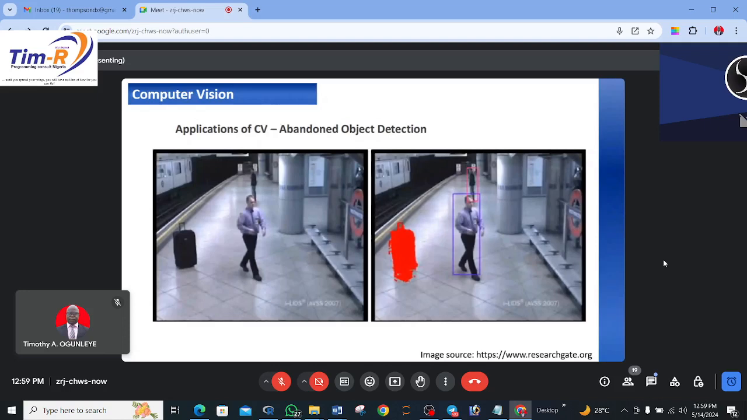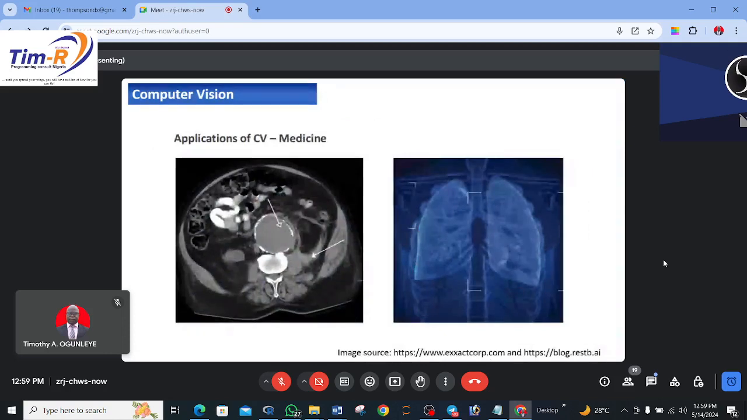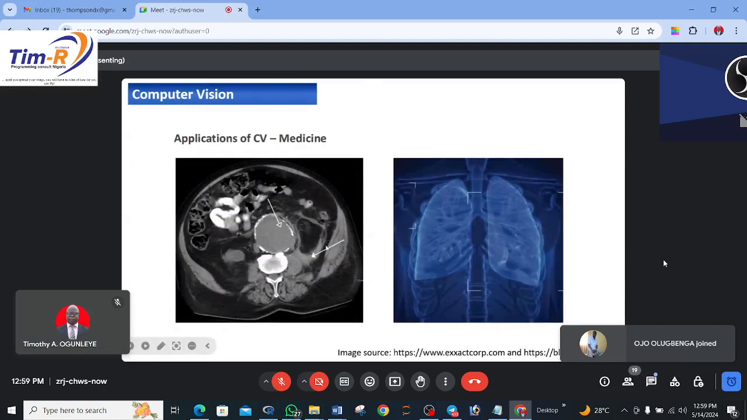That's numerous application. Another one is in medicine. That's where computer vision also has a lot of usefulness, where we can use it to detect brain tumor, or it can detect any form of abnormalities in the system, so in the lungs or in the heart or in any part of the body.